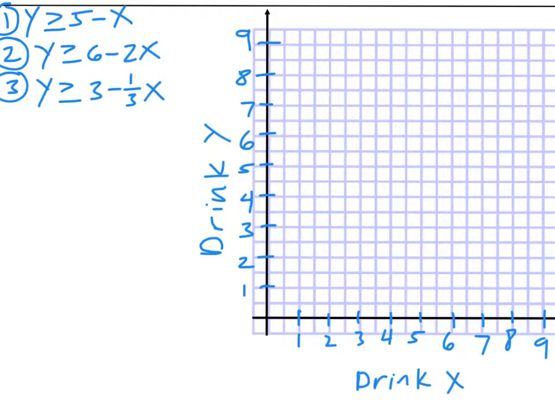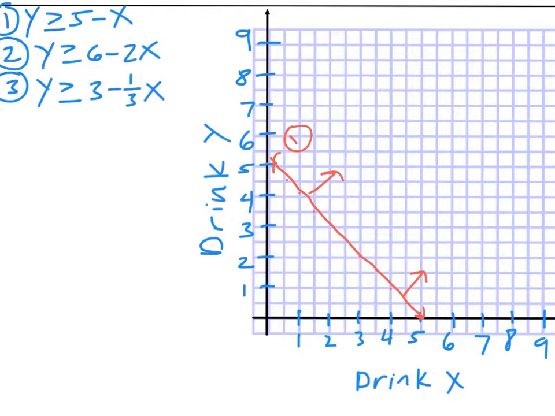So first one is 5 minus x. So start at 5, slope of -1. Here's constraint number 1. All of these are greater than, so you could test the point 0, 0 on any of them, and you're going to see none of them are going to work.